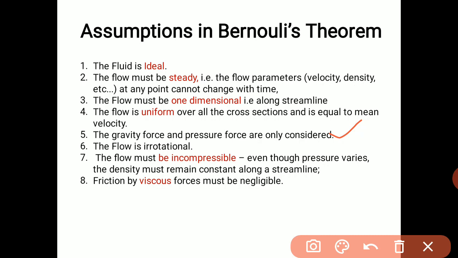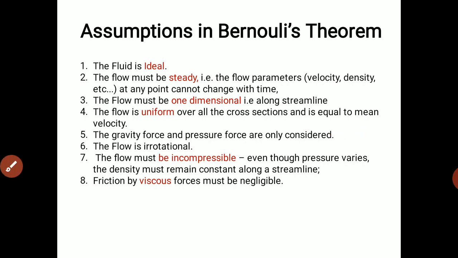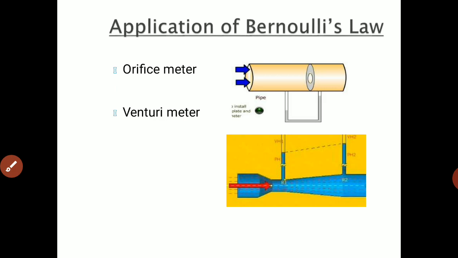The flow is irrotational. The flow must be incompressible: even though the pressure varies, the density must remain constant along a streamline. Friction force, or viscous force, must be negligible; we neglect the viscosity of the flow. So these are the assumptions in Bernoulli's equation, or Bernoulli's theorem. Now why use Bernoulli's theorem? We have various pressure and velocity measuring apparatus in the fluid mechanics subject.